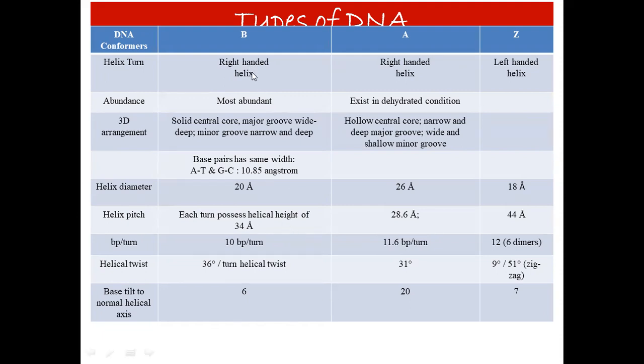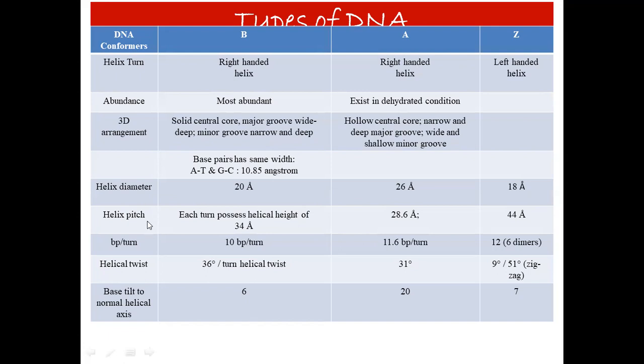So this is a tabular format of all these three different conformations of DNA. You can see that B-DNA is actually a right-handed helix, A-DNA is also a right-handed helix, but Z-DNA is a left-handed helix. The most abundant form of DNA in biological circumstances is the B form, whereas the A form exists in very dehydrated conditions. The three-dimensional arrangements are also a little bit different. B-DNA has a very solid central core. The major groove is wide and deep, and the minor groove is narrow and deep also. But in the case of A-DNA, the central core is hollow. A narrow and deep major groove is there, and a wide and shallow minor groove is there.